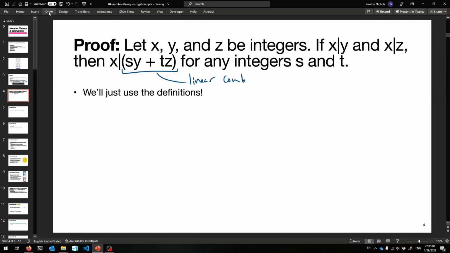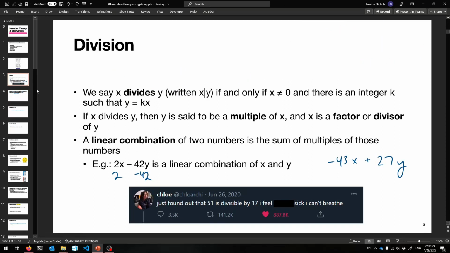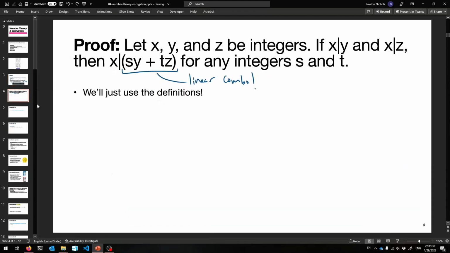So there's linear combinations popping up. Good thing we talked about them on the previous slide. So yeah, here's the proof. It's an if-then statement. So assume these things are true, and then prove that this thing is true with a direct proof. All right. So we'll just use the definitions. If we know this, x divides y and x divides z, what does that mean? Well, I know that the thing that is dividing is not equal to 0, and the other thing is a multiple of the original thing. Okay, so let's write that in words. If x divides y, I'm assuming that, then I know that y is equal to some k times x, where k is an integer.